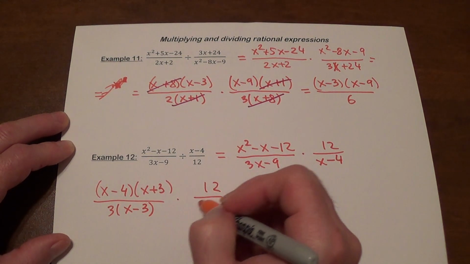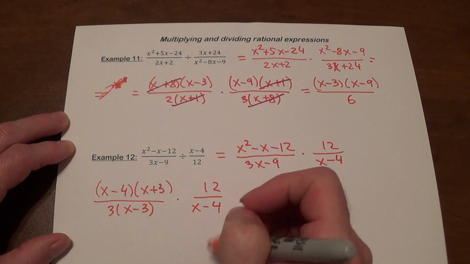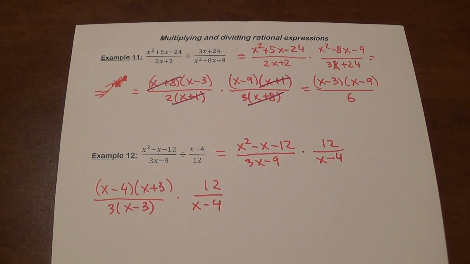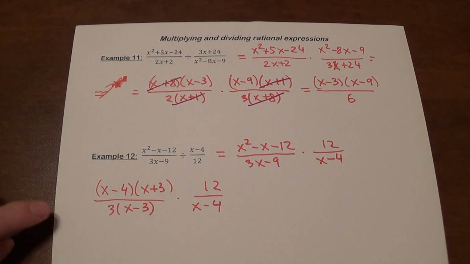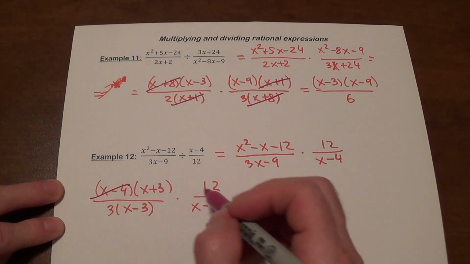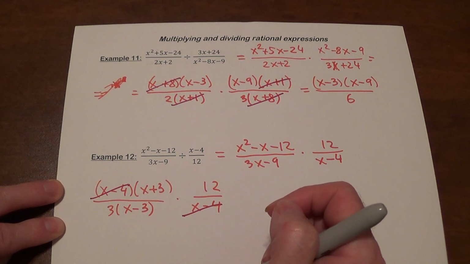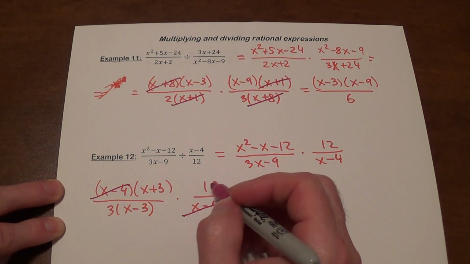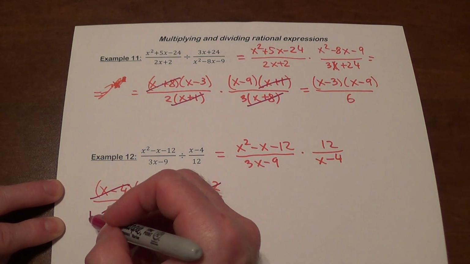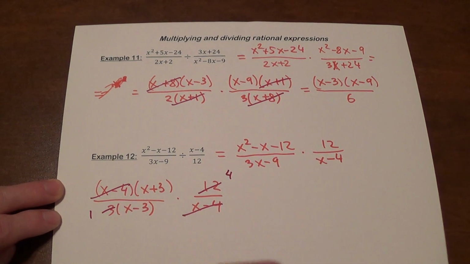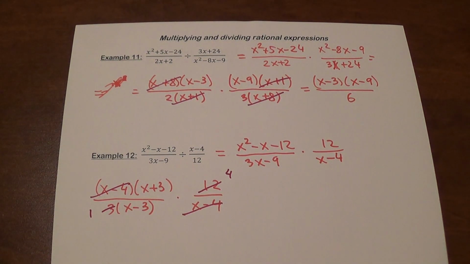Second one, 12 over x minus 4. You can't really do much here. Nothing here is going to factor, but we have factor x minus 4 here and x minus 4. Those can divide. And we also have 12 and 3, which will leave you with 1, and this leaves you with 4 since they both divide by 3.